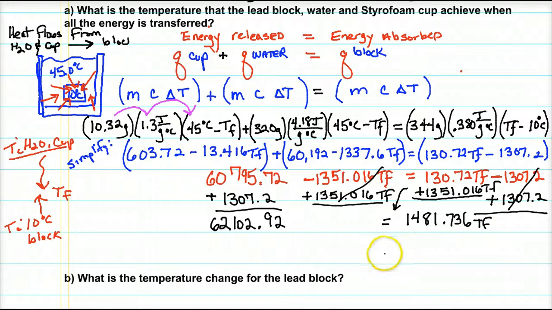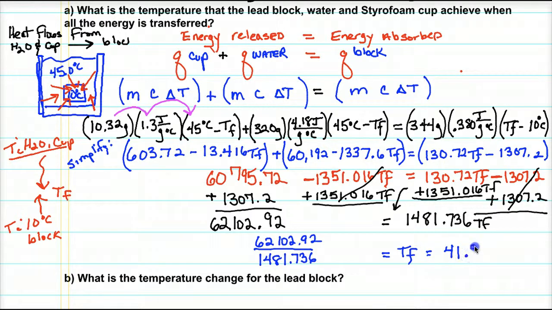So we're going to solve for TF. So it's going to be 62,102.92 divided by 1481.736, and that's going to equal my TF, temperature final. Okay, that gives me 41.912 degrees Celsius, which we can round to 41.9 degrees Celsius with 3 sig figs, and that is our answer.